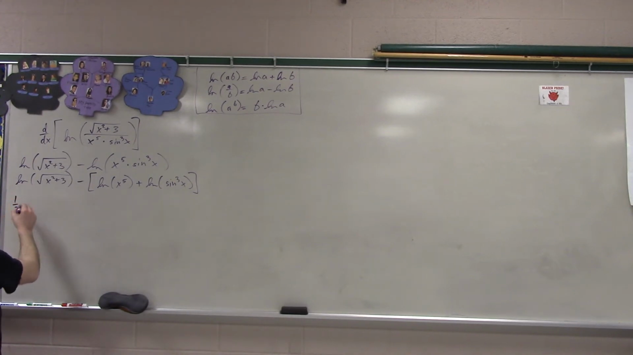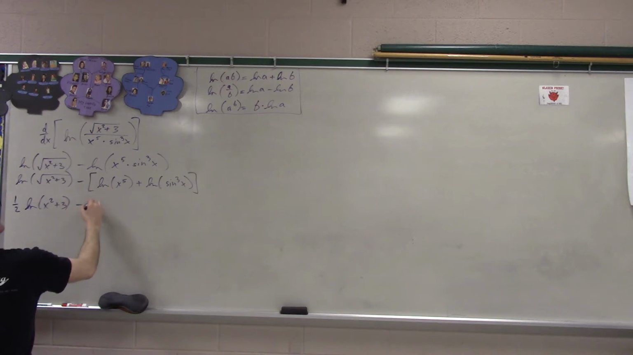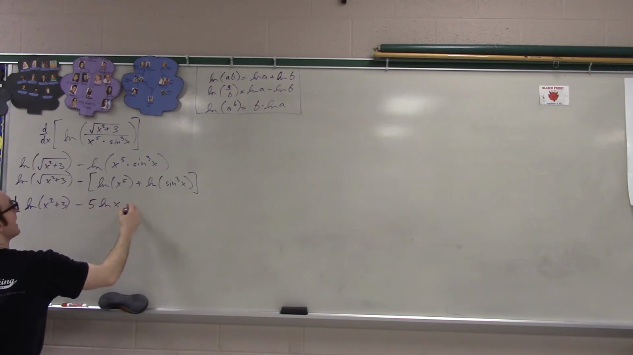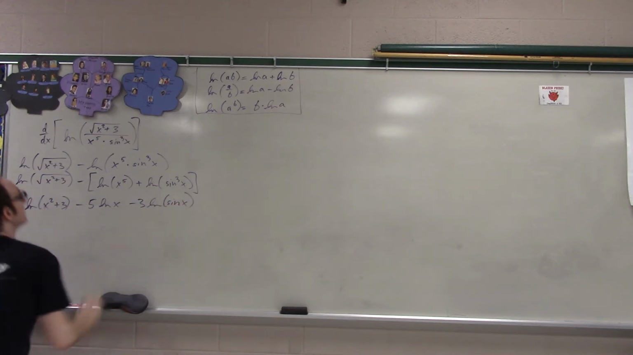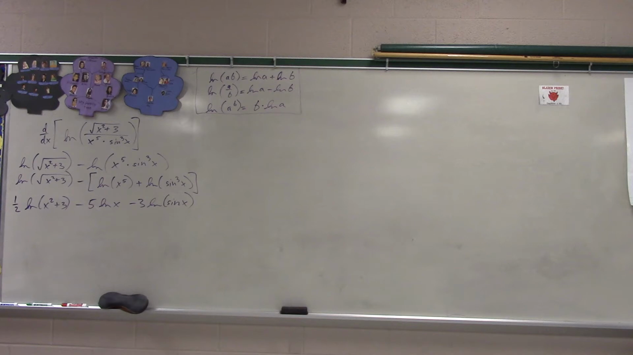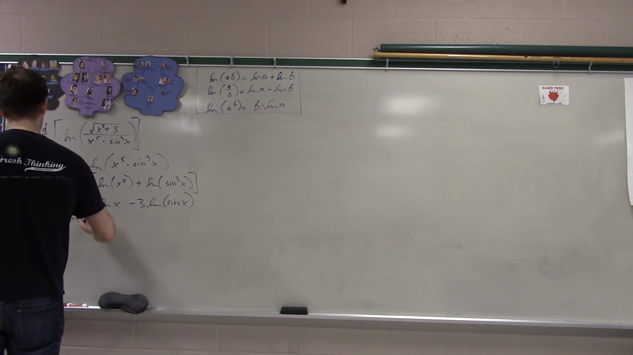So this is just looking so good. So this is 1/2 ln x squared plus 3 minus, bring down the 5, ln x, and then minus 3 ln sine x. Okay, this is just awesome. What I have now done, using the power of the logarithm, is split up this function into as many tiny little pieces as possible. And now it becomes really, really easy to differentiate.